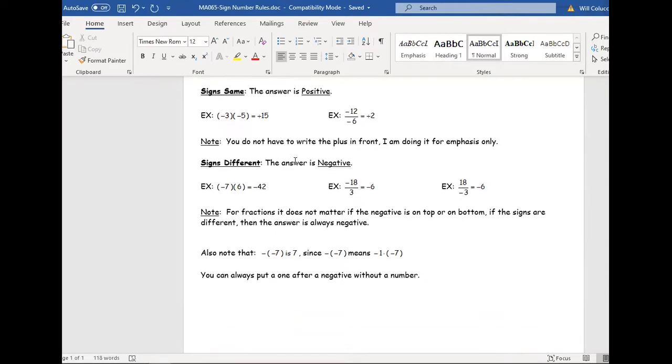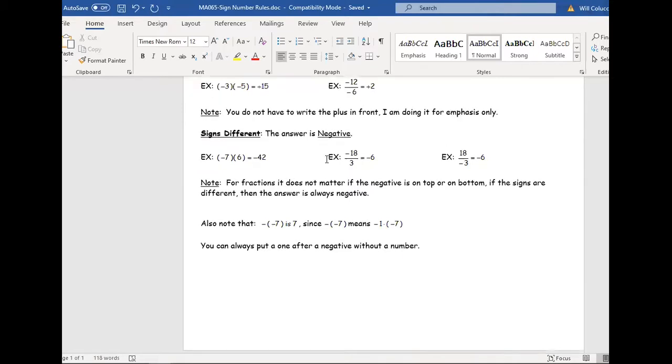So again, you don't have to put this little plus there. You can just write 2, right? When you don't write the sign, it's 2. But I'm doing it for emphasis just to make sure you understand that it's positive.